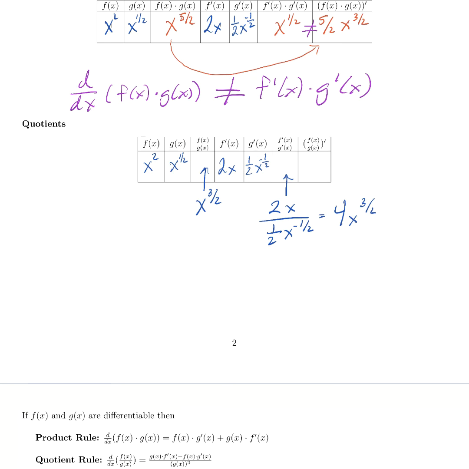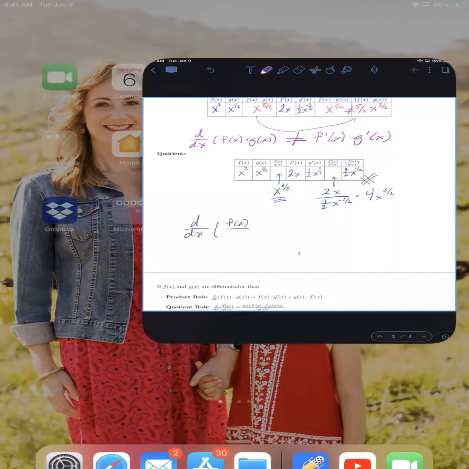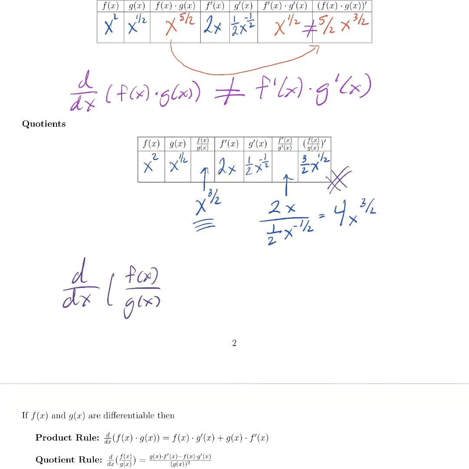And what is the derivative of f divided by g? So I want to take the derivative of this. That's 3/2 comes down, and we get x to the 1 less power, which would be the 1/2 power. And again, the key here, not as nicely organized, is that these two things are not the same. They are not equal. Or written again, the derivative with respect to x of f divided by g does not equal f prime of x divided by g prime of x.